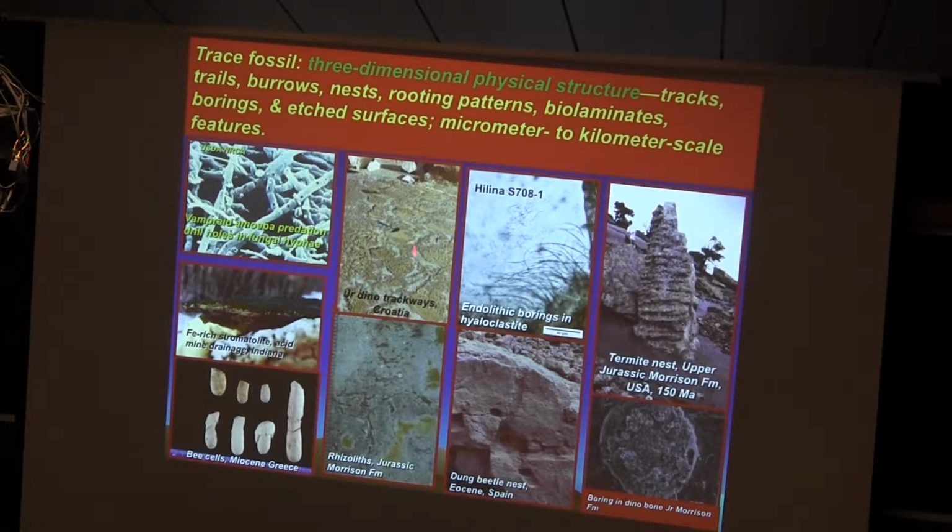Roots, dinosaur trackways from Croatia. Even the nest of dung beetles, Eocene in age, and you can see some of the dung balls still in place where the balls have weathered out. Borings in dinosaur bone. This thing is about 3-4 millimeters in diameter and about 2-3 millimeters in depth. And this is a fossilized part of a subterranean termite nest. That lens cap there is 6 centimeters in diameter, and there's a grad student in the background.